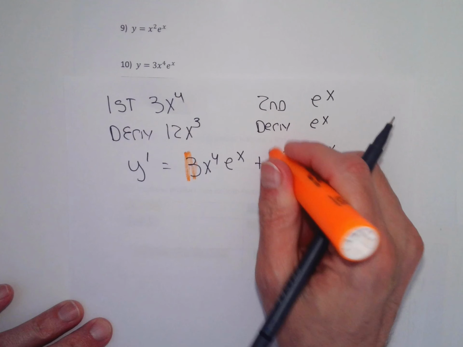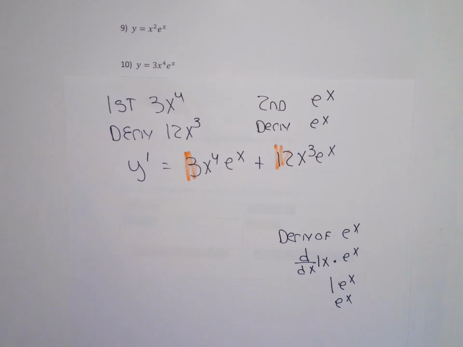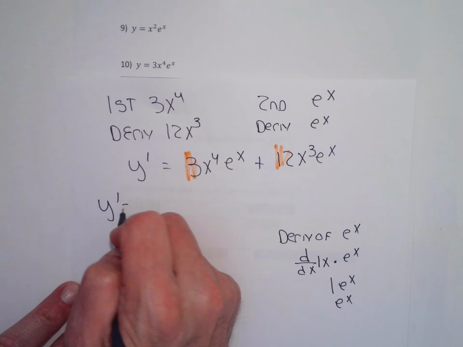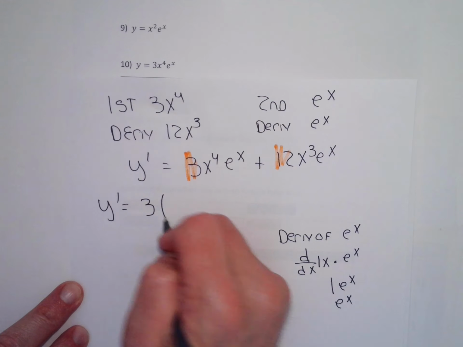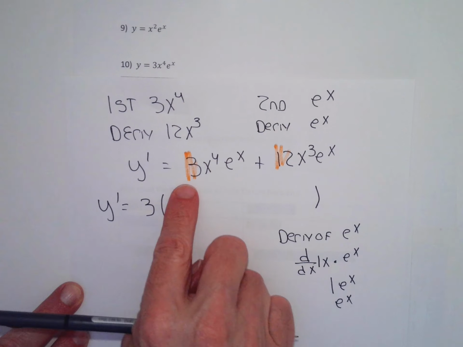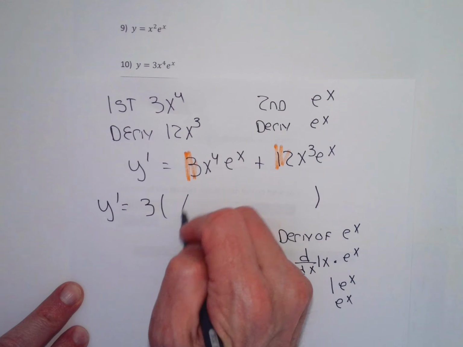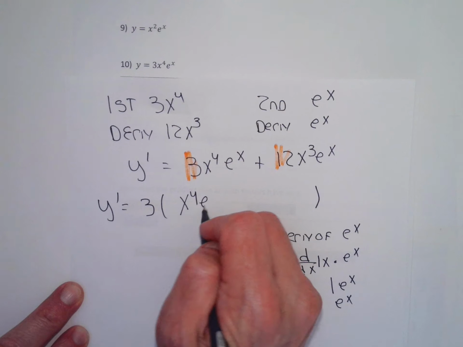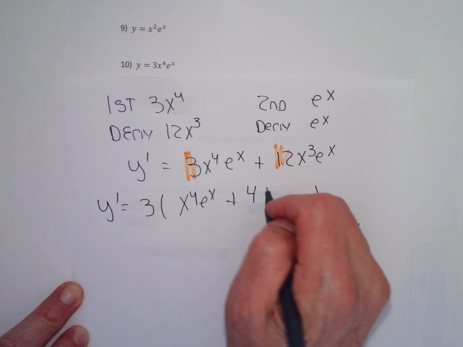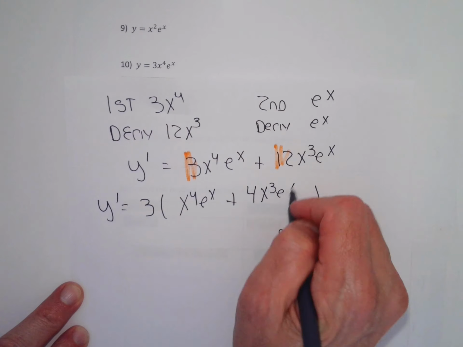First, between the 3 and the 12, I'm going to factor out a 3. Just so you can see the common factoring, if I was doing this by myself, I would do it in one step as opposed to the 3 that I'm about to do. When I factor out a 3, the first term turns into x to the 4th e to the x. This 12 is going to turn into a 4. Still have the x cubed e to the x.